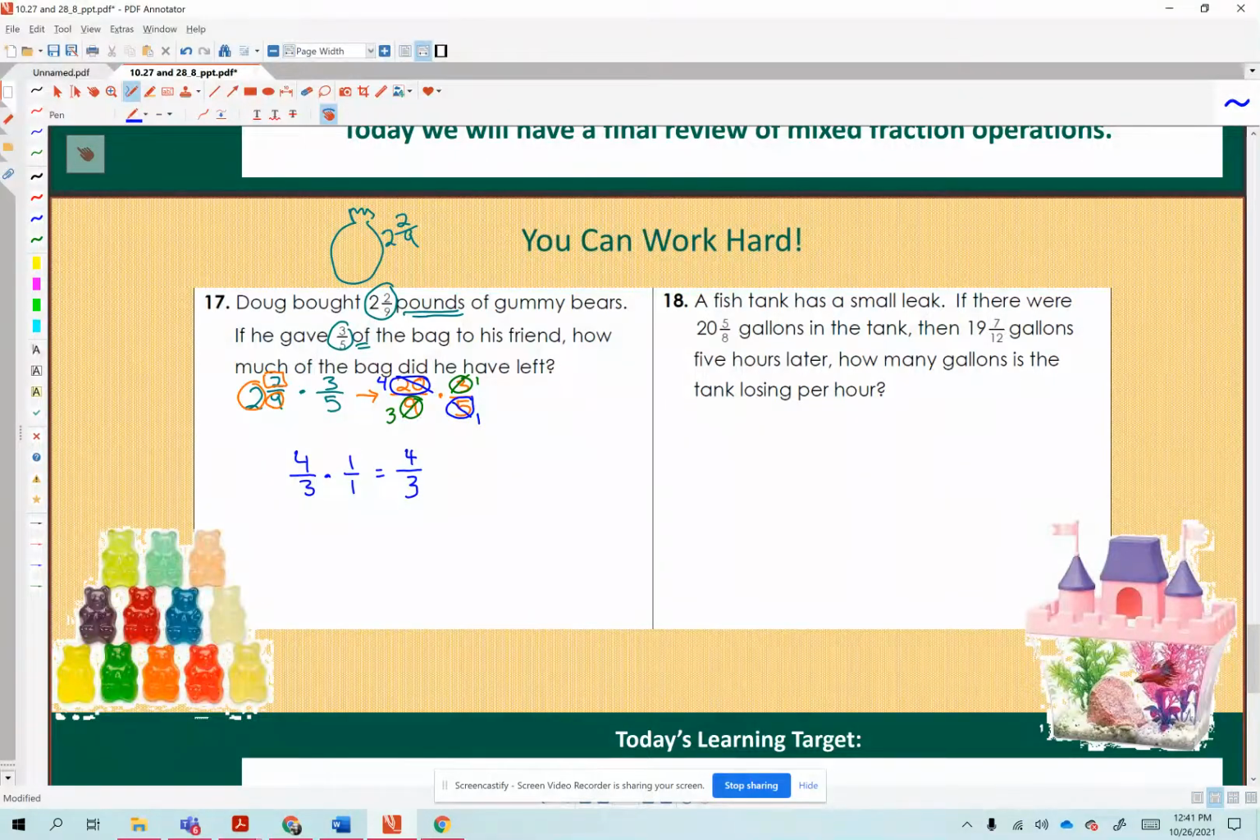And it looks like I can't simplify. So how much of the bag did he have left? Well, I'm not done yet. This is what Doug ate. I'm sorry, what Doug gave. This is what he gave away. Now I need to find out how much Doug had left. So I need to take the 2 and 2/9 and subtract the 4/3.